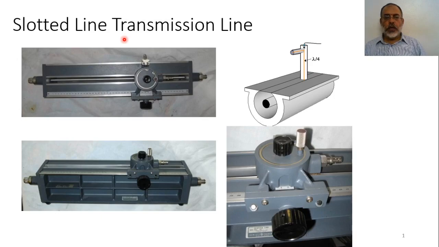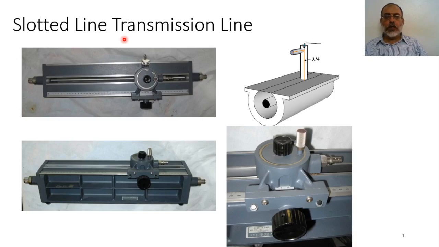So we can make use of such a standing wave pattern to measure the standing wave ratio, and from the standing wave ratio we can obtain the reflection coefficient, and from the reflection coefficient we can obtain the corresponding load impedance. This is effectively one of the earliest techniques in microwave measurements.